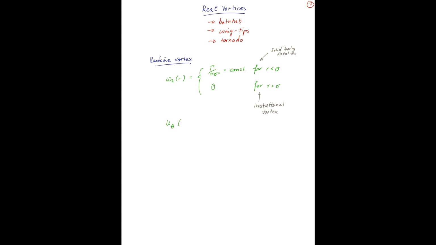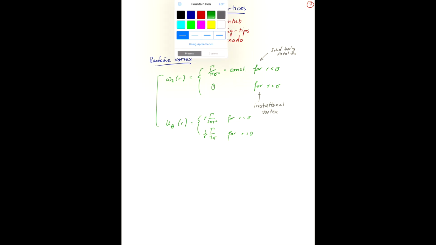So in this case, your angular velocity as a function of the radius would be r times gamma over 2 pi r squared for r less than sigma, and 1 over r times gamma over 2 pi for r greater than sigma. And so for the Rankine vortex, you have an abrupt transition between the two vortex types at r equals sigma.